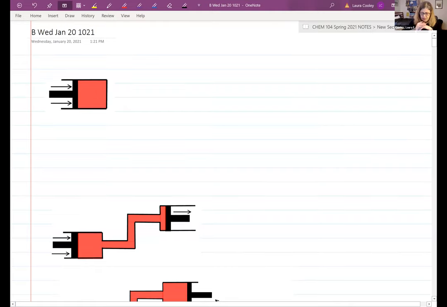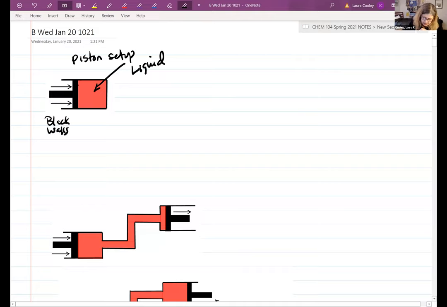Here it is. Okay, this is the picture I'm looking for. So this is kind of like a little piston setup, and this red stuff in here is a liquid. The black parts are really the walls, but this one here is movable. So this is a movable wall.